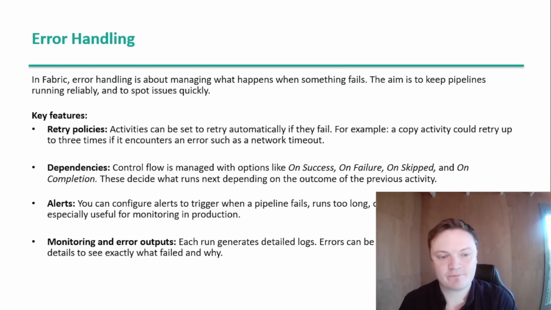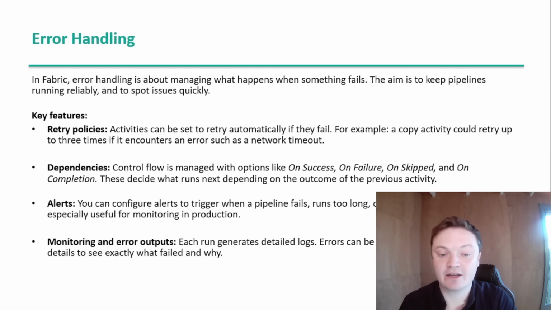Error handling in data pipelines. In Microsoft Fabric, error handling is about what happens when something fails. The aim is to keep pipelines running reliably and to spot issues quickly. The key features include retry policies. Activities can be set to retry automatically if they fail. For example, a copy activity could retry up to 3 times if it encounters an error such as a network timeout.